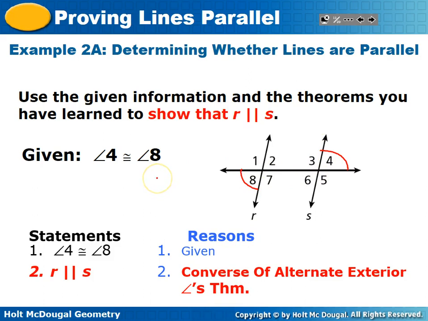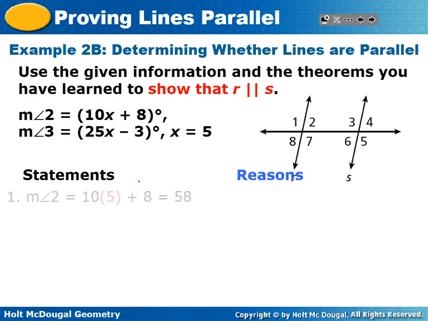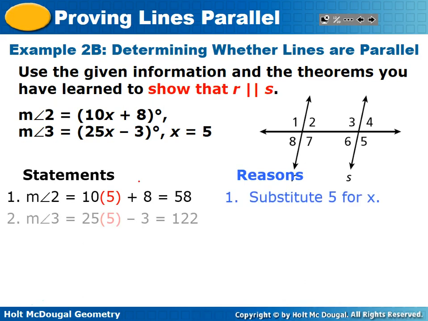Remember that when we're proving that lines are parallel, we always use a converse. So the first word is always going to be converse when you're trying to prove that lines are parallel. On this one, we're going to plug in the 5 for angle 2 and 3 to solve for them, and then work through this and show that R is parallel to S. First of all, go ahead and plug in the 5. So we get 58 degrees for angle 1, and we get 122 degrees for angle 2.